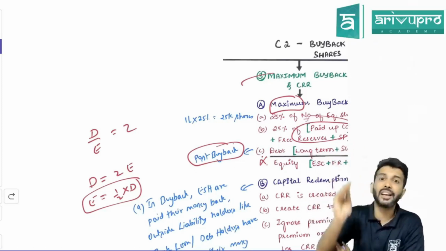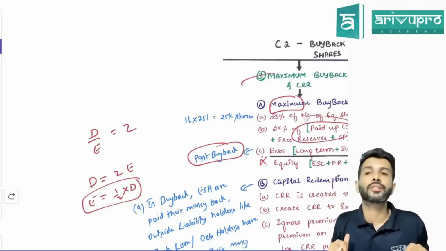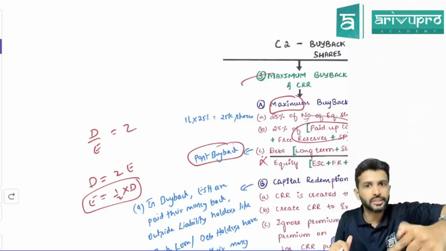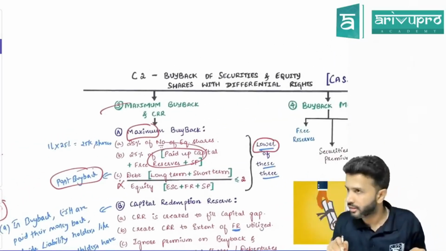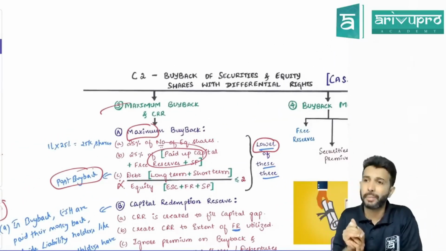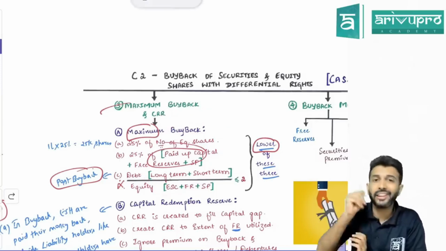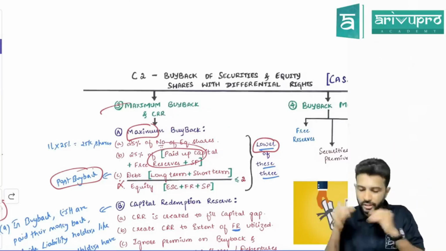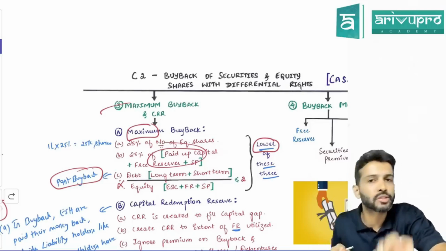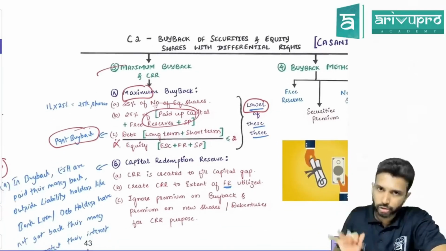Okay, these are the 3 limits. So you will do 3 limits and then what? Calculate under all these 3 limits, and whichever is the lowest number, the lowest among these 3 is the maximum that the company can buy back. So all the 3 you need to calculate and take the lowest number to find out the maximum amount of buyback. This is one such question that can popularly come from this particular topic. We'll apply this also in questions.